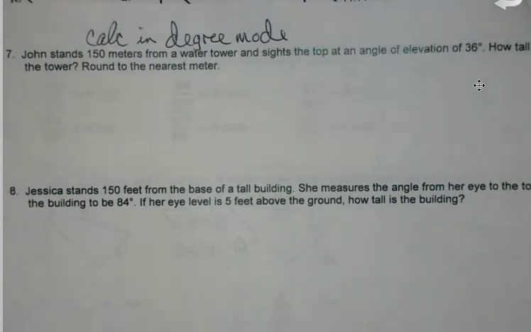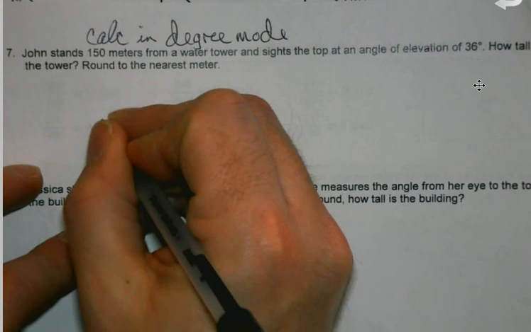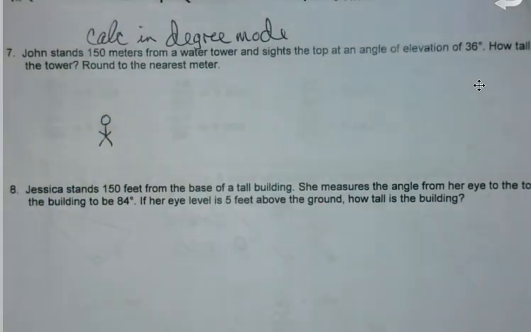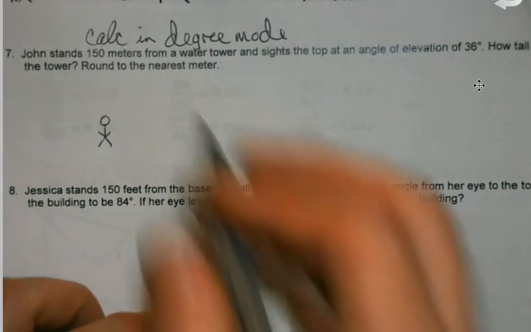So let's see what we got here. We got John. John is standing. Okay. I am an artist. There's John. John is standing 150 meters from a water tower and sights the top at an angle of elevation of 36 degrees. How tall is the tower? Okay. I got this.